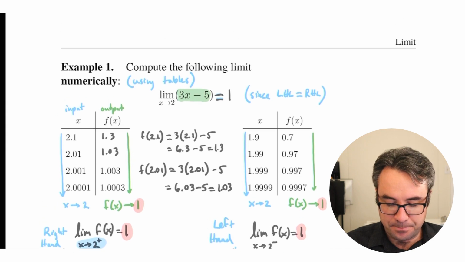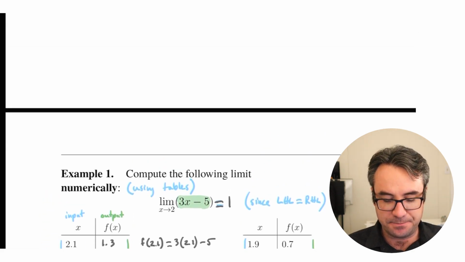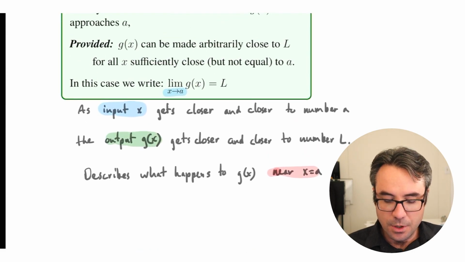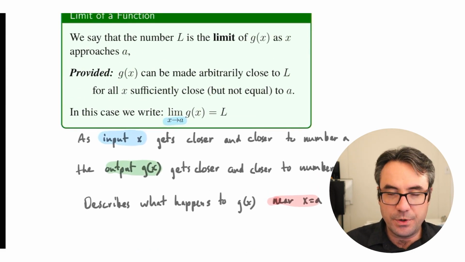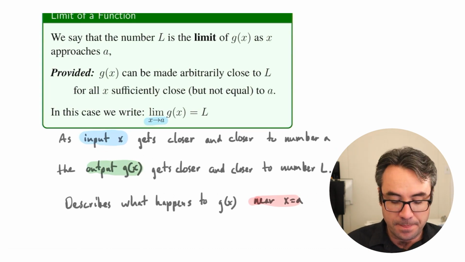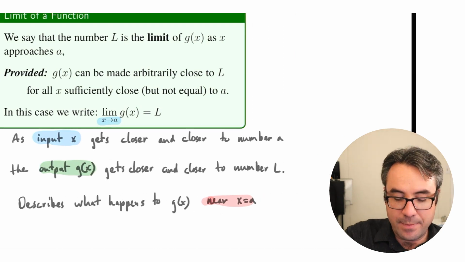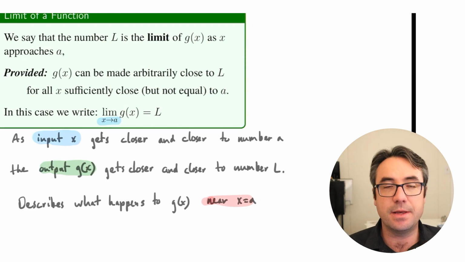So just to go back to the definition, when we do a table, we're seeing what happens as our input x gets closer to some number. We're trying to figure out what happens to our output as our input changes like that. And what I mentioned is sometimes the left-hand and right-hand limits might be different.